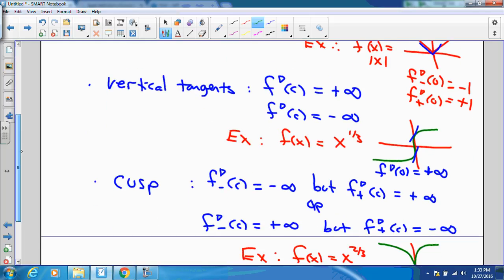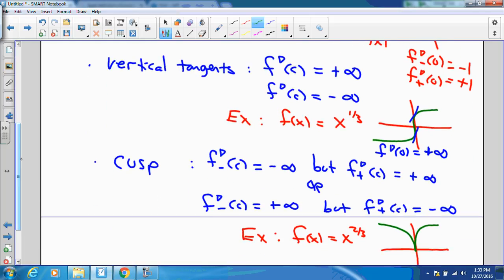And notice that in all three cases, corner, vertical tangent, and cusp, the function is continuous at x equals 0, but it is not differentiable at x equals 0. Yes, sir.